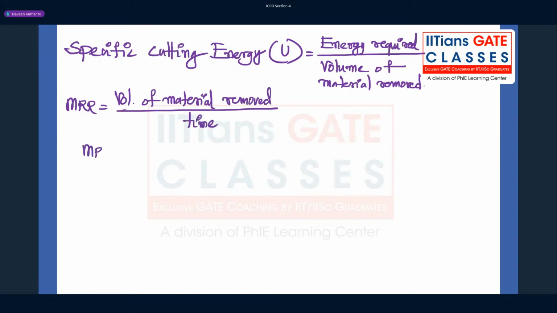So MRR, what is the volume of material removed? Length of cut, width of cut, thickness of cut divided by time t. Length of cut divided by time is velocity, cutting velocity, VC. Cutting velocity into width of cut can be written as depth of cut. Thickness of cut, uncut chip thickness, is also known as feed.